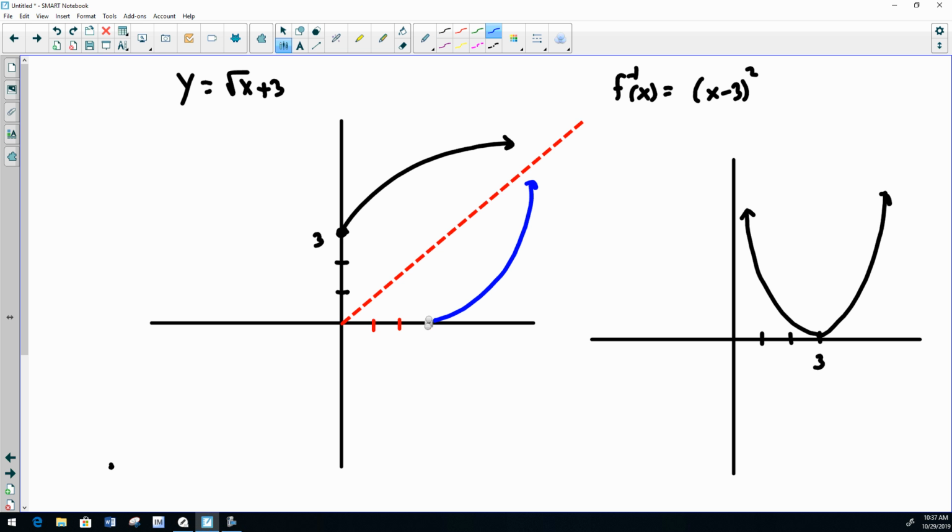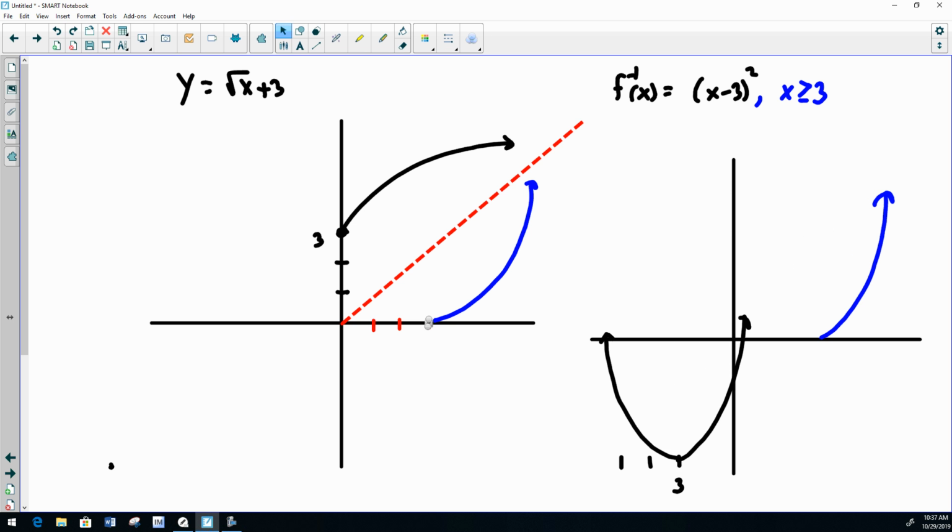How do I tell the reader it's just the blue one? Perfect. You're going to add a domain restriction. x is greater than or equal to 3. And what that does, it just has that part of the graph. And now that's the final answer.